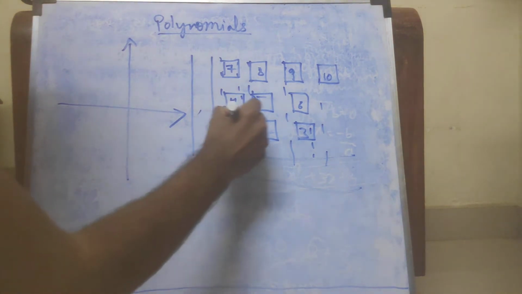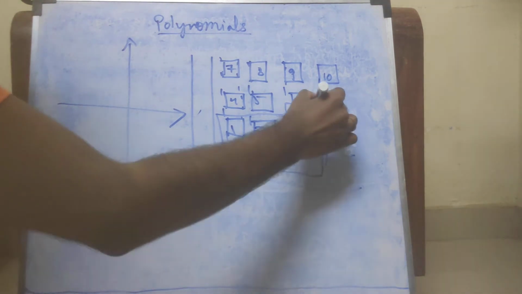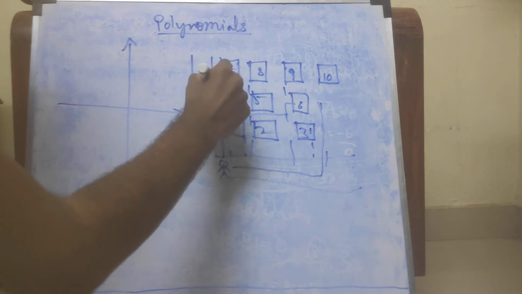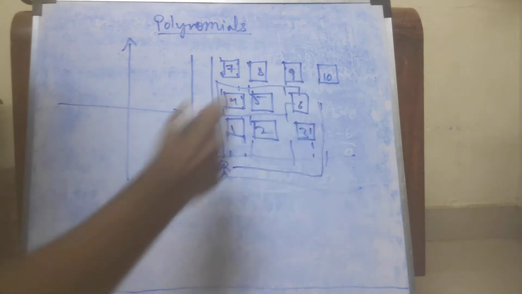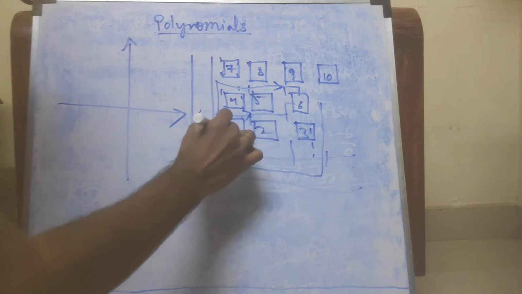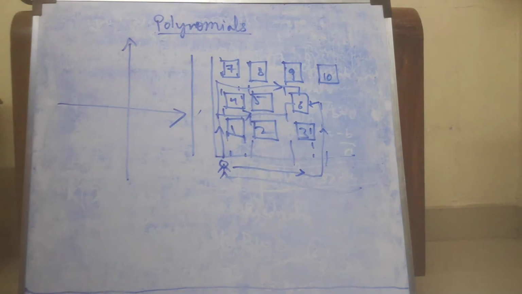He can go like this, or he can walk this way and go like this, or he can go up to here and then take this. I will represent his path by arrows. There are so many paths possible here, as you can see.